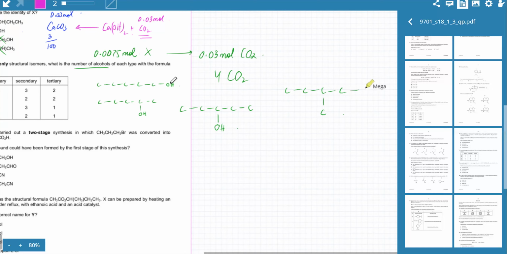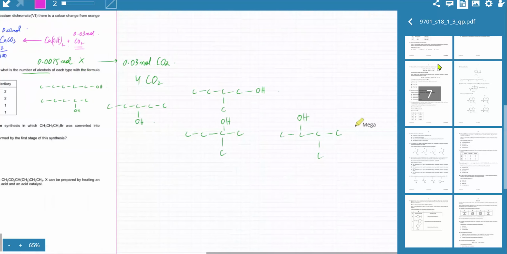Now start figuring out positional isomers on this. So the OH could be at the end. Now it doesn't matter, the OH is either on this carbon atom or this carbon atom. It's going to give you the same molecule. So what's the other version of this? It could be OH on the second one, or you could have OH on the second one from the left, or you could have OH on this side.